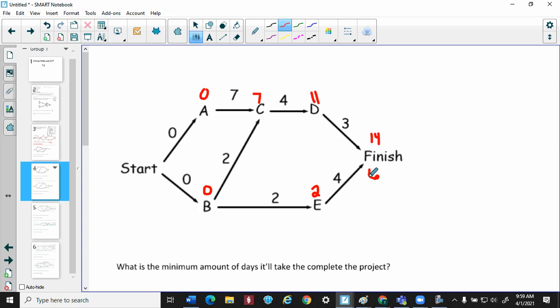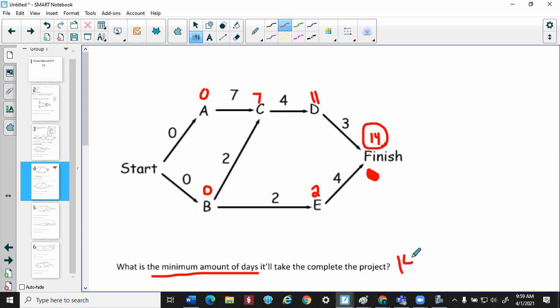Well, E will get there a lot faster, but unfortunately, the project is not going to finish until the last person gets there. So you're only as fast as the last person. A lot of students are going to see this question and ask, what is the minimum amount of days? Or I guess these are days, not minutes. So they're automatically going to say 6, but you can't do that. The timer stops as soon as the last person gets there. So 14 is the final day.